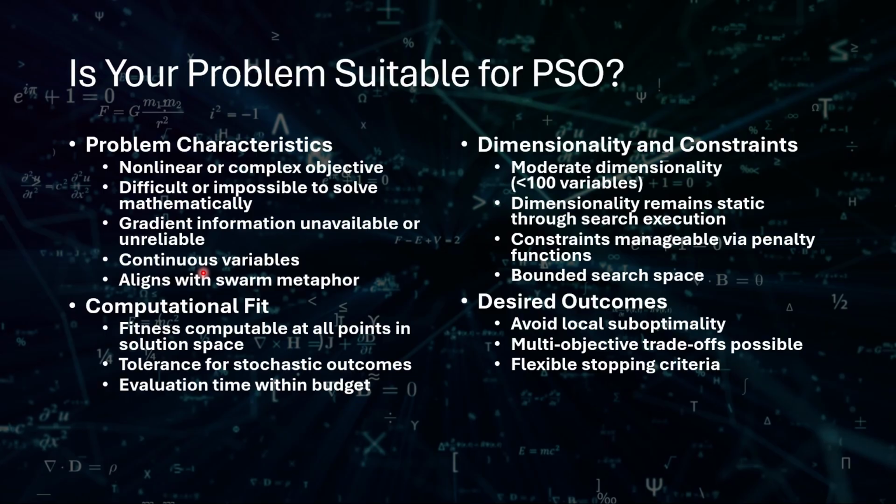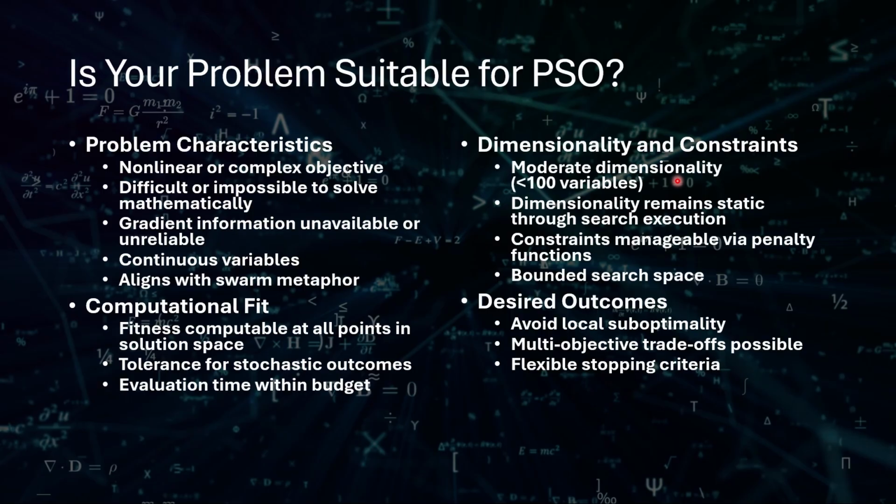That's the trade-off of accuracy versus time to solve. Moving on to dimensionality and constraints. Moderate dimensionality: once you get past 100 variables, it really tends to slow down, and you may need to use some other heuristics to manage those, or again, see if you can solve it mathematically.